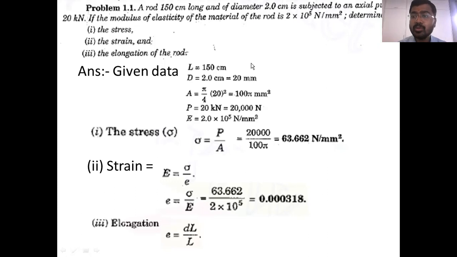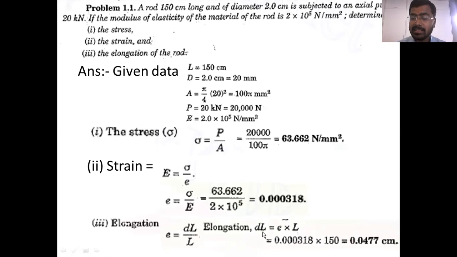So you can convert into mm. Here, delta L is equal to E into L, which is equal to 0.000318 into 150. If you do, you will be getting it in centimeter. If you multiply this by 10, you will be getting it in mm. So this is the elongation, the change in length we have. So this is one of the problems we have solved. Yes or no? So let us go with our next problem.